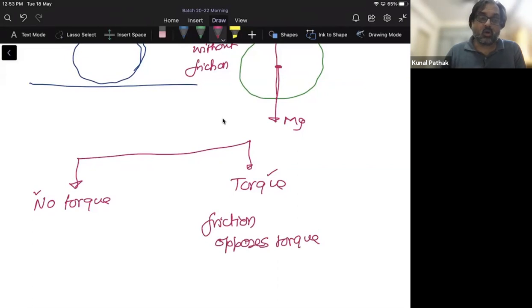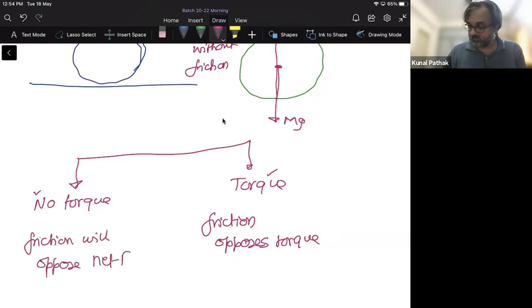Right? If there is no torque, then the absence of friction must indicate a net force acting. Okay, it will not rotate, but absence of torque will tell us that there is a net force acting on the object. So in this case, friction will oppose the net force. Again, I'll show you both the cases.